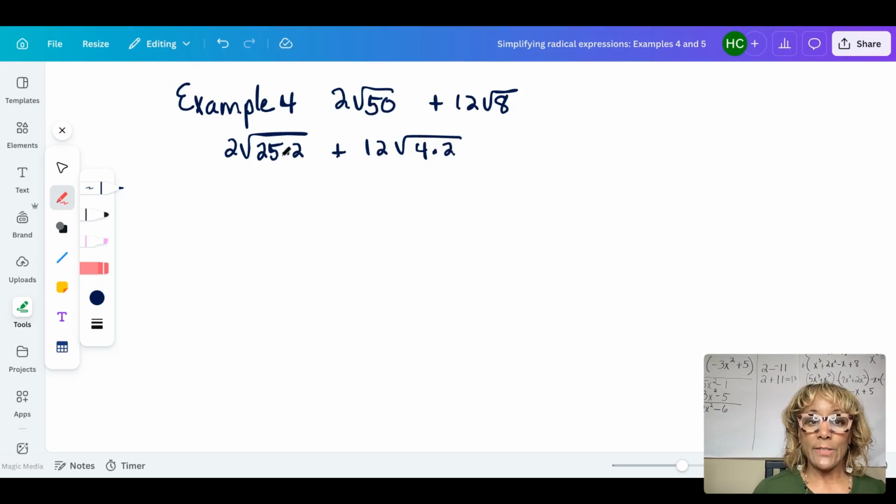Alrighty. So now, since 25 is a perfect square, I can pull it out, evaluate that root, and that gives me 2 times 5, square root of 2 plus 12 times 2, square root of 2, because that's the square root of 4. Then I'm going to multiply to get my coefficients simplified here. Same thing here.